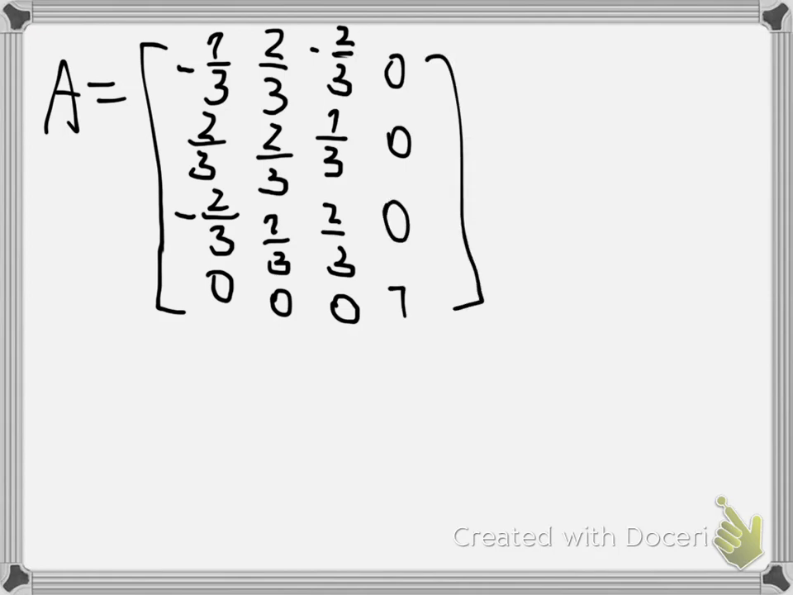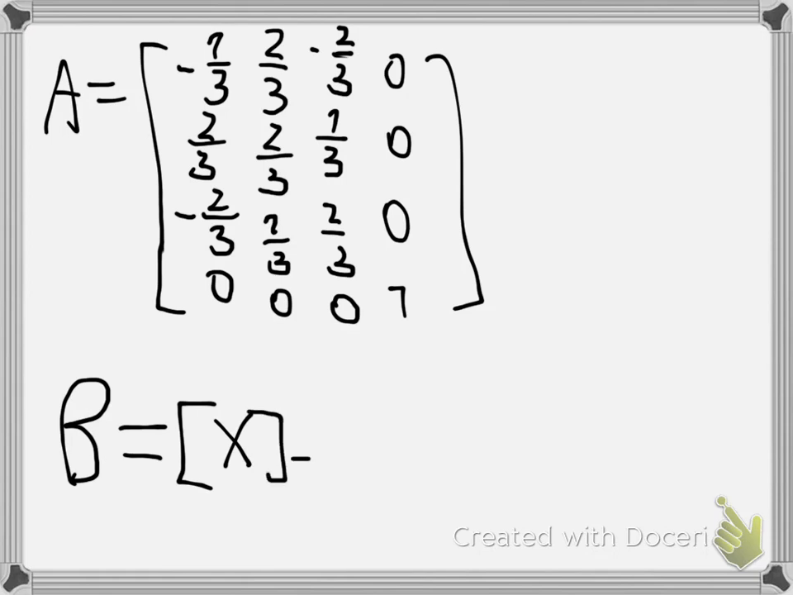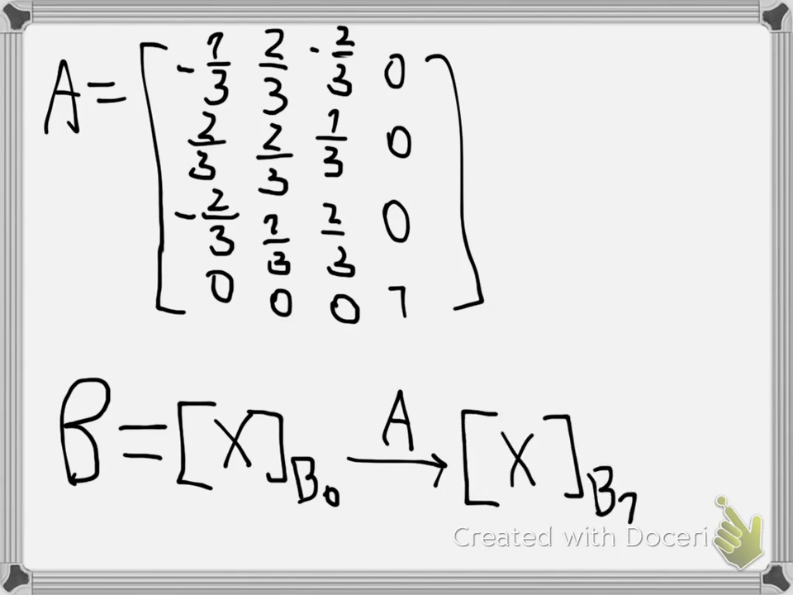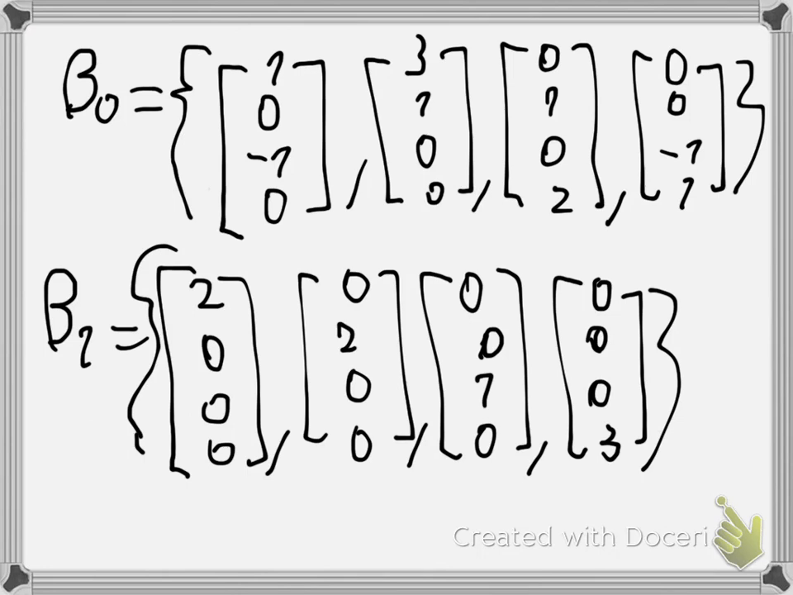Now I want to find the matrix B, which takes vectors in the old basis, applies the matrix A to this vector, and outputs a vector in the new basis. How do I proceed?